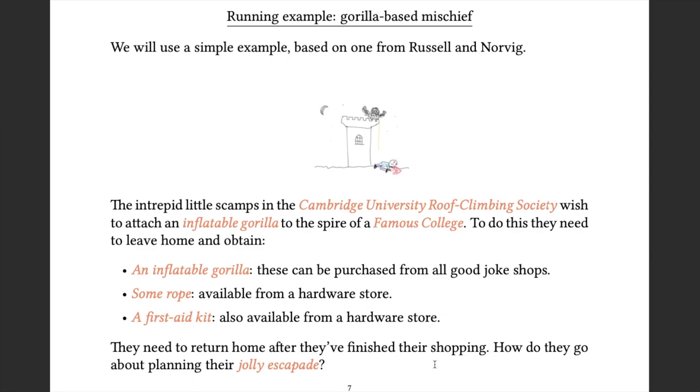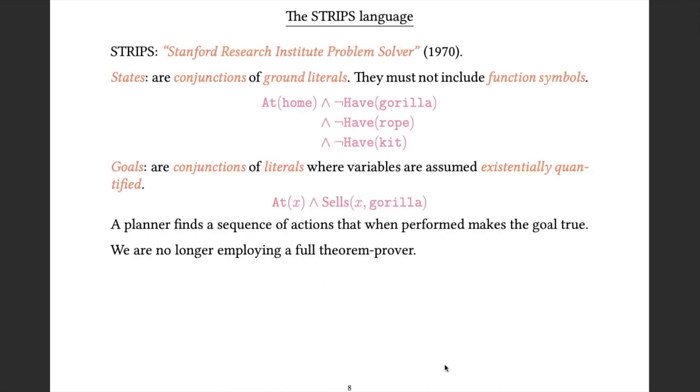So, we're going to set up a planning problem to solve this problem and use that to introduce the idea of the partial order planning algorithm. So the first step here is to talk about the language that's used to represent problems within this context. And this language is called STRIPS, which stands for the Stanford Research Institute Problem Solver, and goes back to 1970.